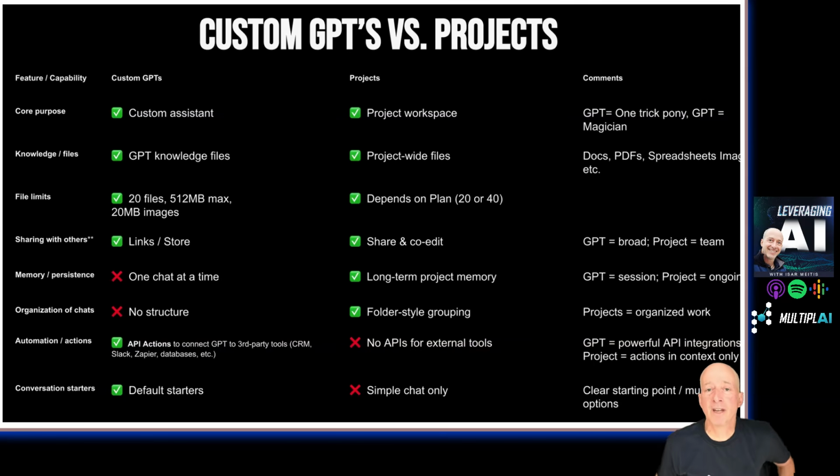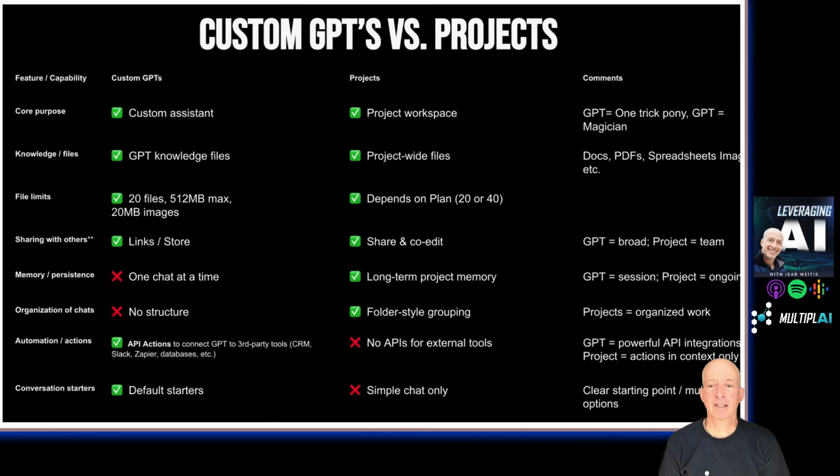And again, that was the only real serious disadvantage of projects before. So that was a big advantage of custom GPTs that is no longer an advantage. And now let's talk about the two biggest advantages of projects over custom GPTs. Biggest benefit number one is persistent memory.